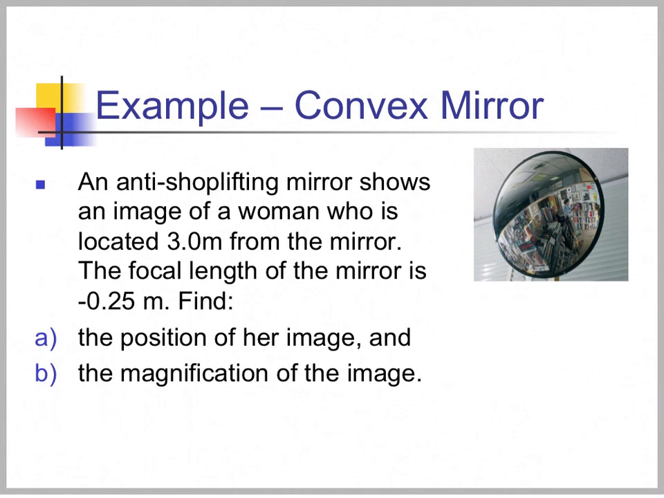Let's look at another problem. An anti-shoplifting mirror shows the image of a woman who is located 3 meters from the mirror. The focal length of the mirror is -0.25 meters. The minus sign tells us it's a convex mirror. Find the position of our image and the magnification of the image.